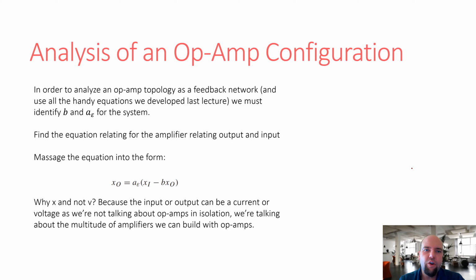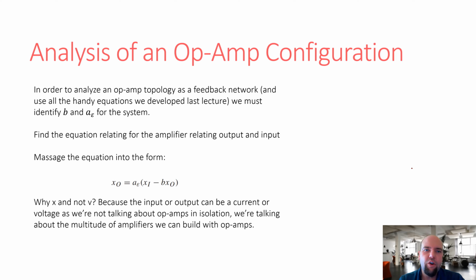So you'll notice this expression has XO equals A epsilon times XI minus BXO. So why X's? In circuits, we deal with currents and voltages. Why not say VO or V out or IO or I out? The reason we don't do that is because the input and output can be any form. So we're talking about analyzing circuits that we build with op-amps. We can build circuits with op-amps that compare currents at the input and output of voltage. We can build circuits with op-amps that compare voltage at the input and output current. We can do voltage in, voltage out. We can do current in, current out.